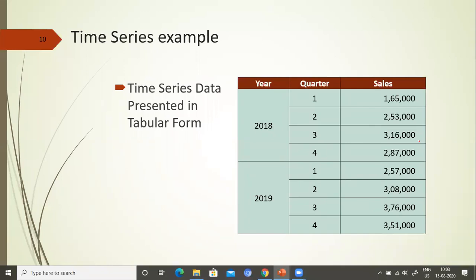Okay, so time series data is presented mostly in a tabular format. This is a simple example where 2018, 2019 data is given. You've got four quarters, and against every quarter you've got a sales volume. It can be months also, can be weeks also, but essentially the data is captured in a tabular format, in a structured manner.